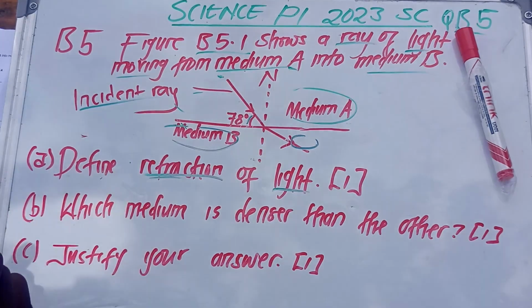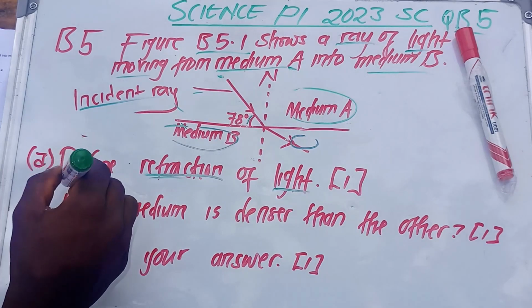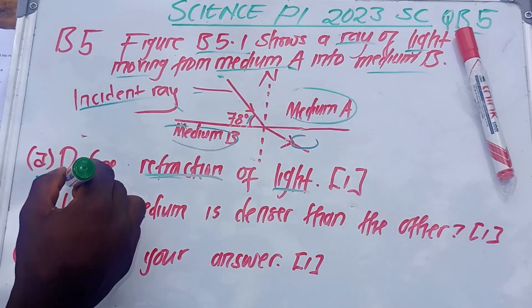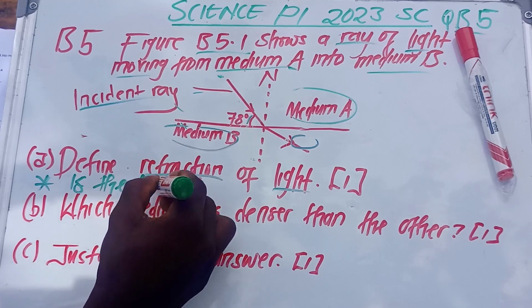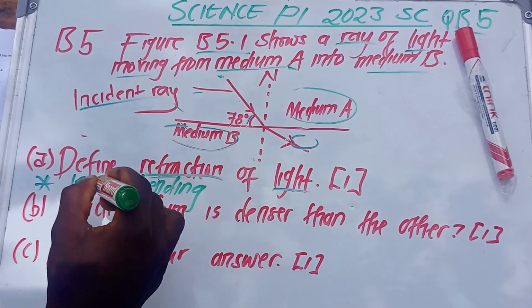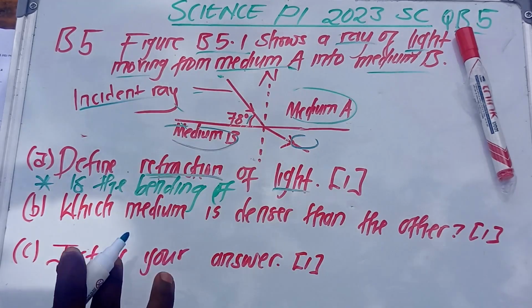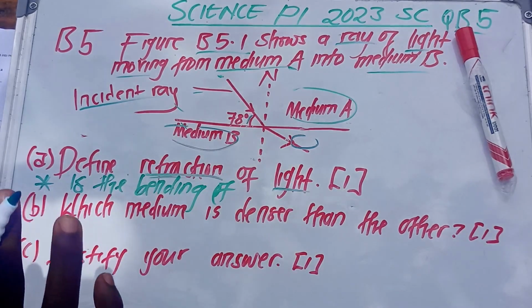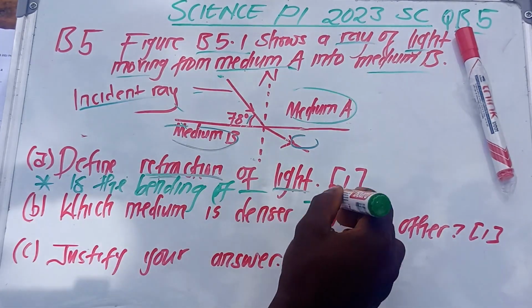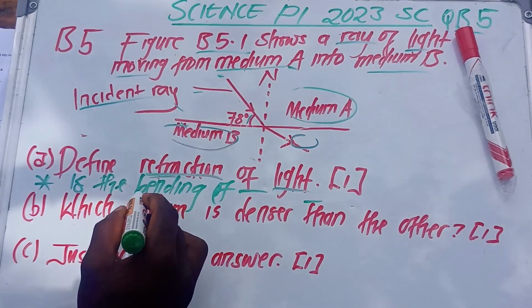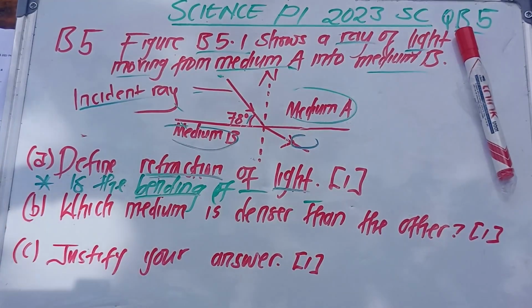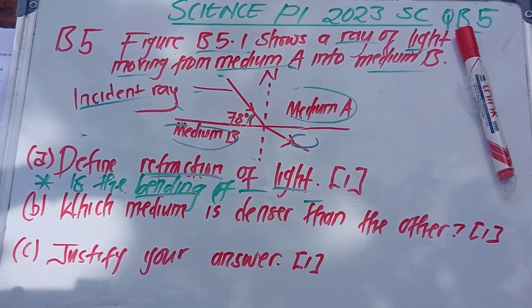So refraction of light is the bending of the light ray as it passes from one medium to another. This is the key phrase in this definition: the bending of light as it passes from one medium to another. So that is what I want you to actually understand.